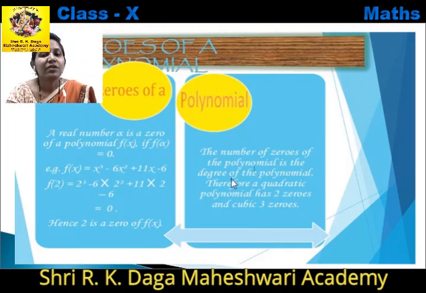The number of zeros of the polynomial is the degree of the polynomial. Therefore, a quadratic polynomial has 2 zeros and cubic has 3 zeros. How many zeros will be there? We can find easily by finding the degree of the polynomial.